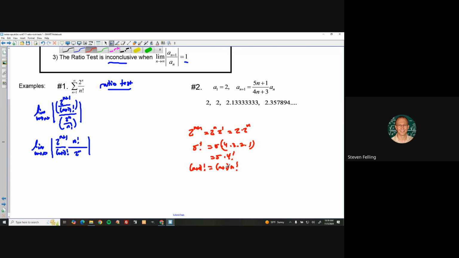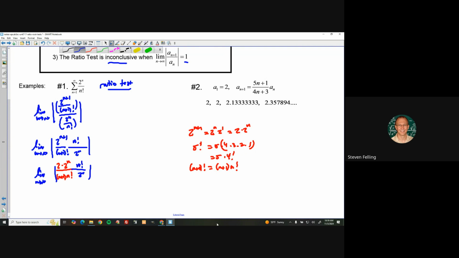All right, so we'll use those factoring techniques. Let me show you that. This 2 to the n plus 1 over here, we're going to write it as 2 times 2 to the n. And this n plus 1 factorial, we're going to write as n plus 1 times the rest of the factorial. Okay, and then I still have this. I'm going to make it one big fraction, n factorial times 2 to the n, and we're taking the limit.